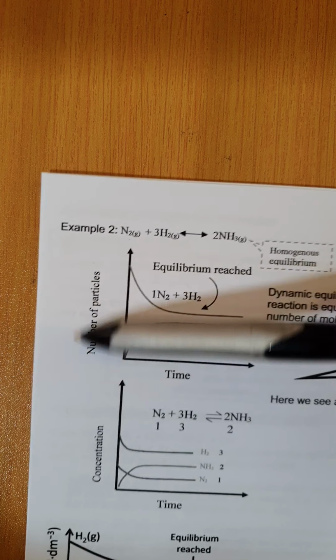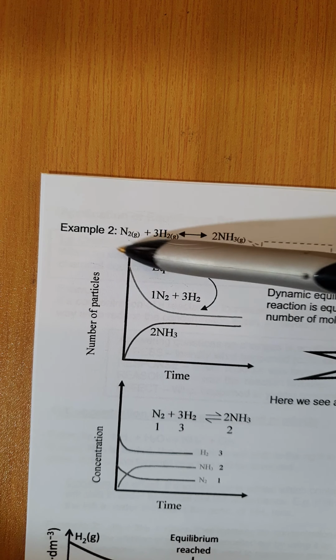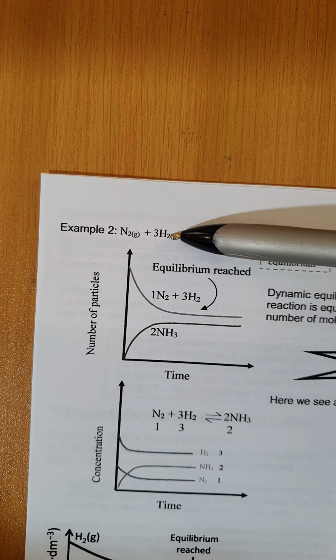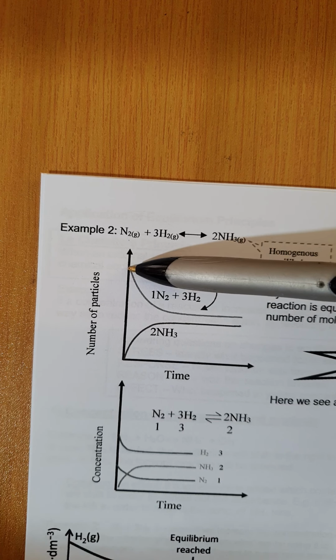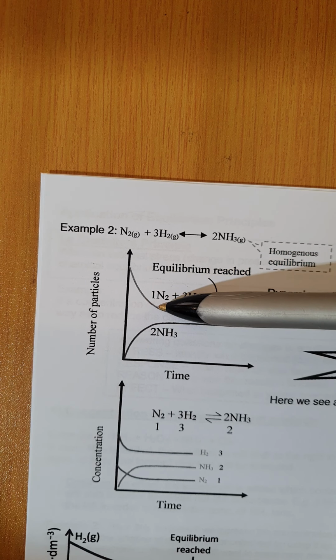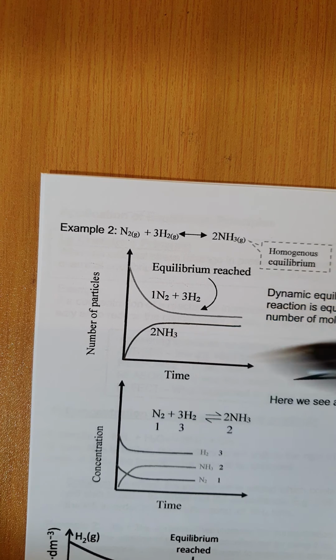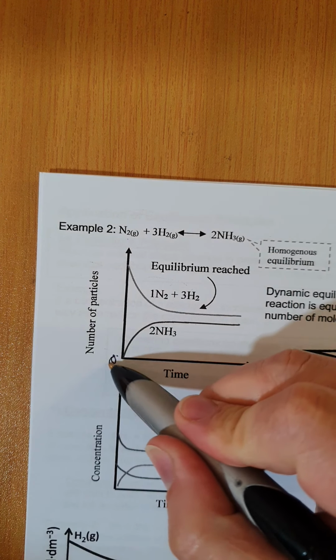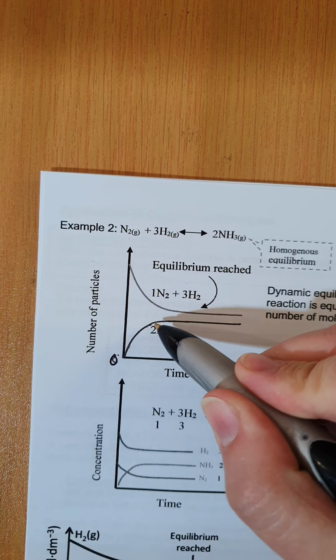So if we take a look here, these are number of particles. We can see that we start off with a high number of reactants, because if we place nitrogen and hydrogen in an empty, closed container, we will have nitrogen and hydrogen. And as they react, they start to decrease. Here, my products, I've started with 0. Remember, this is always your origin. So this is 0. And slowly, the number of particles start to increase of our product.